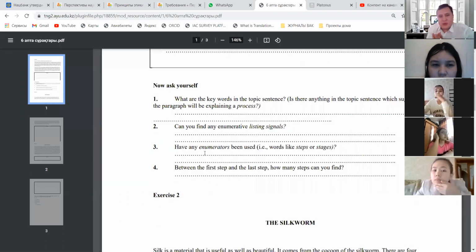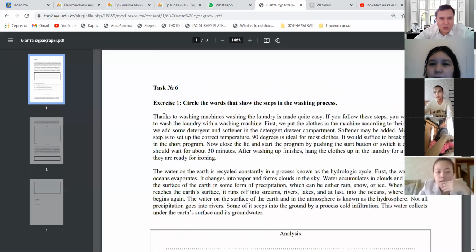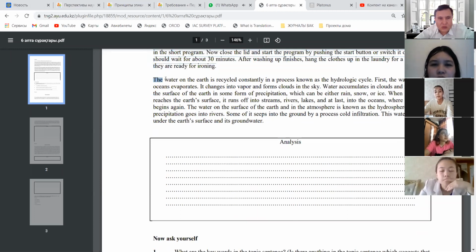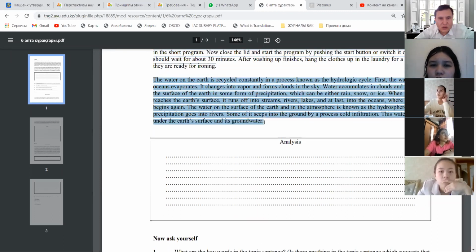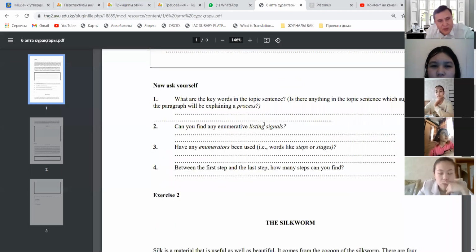So have any enumerators been used? For example, like steps or stages? Yes. In this story, for example, give us in process Baljan's story, step by step. Yes. In Uldana's story, yes, we have stage, stage by stage.